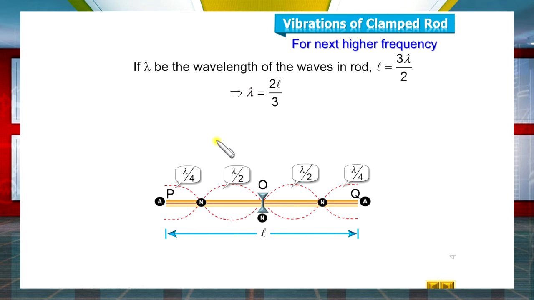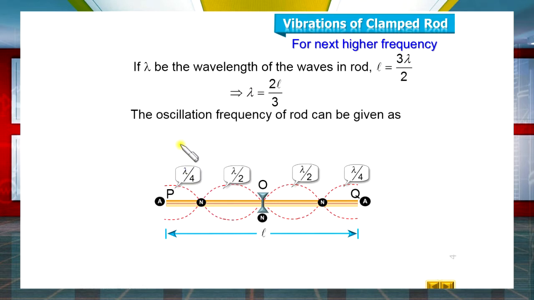Now the oscillation frequency. We will use the same procedure for calculating the oscillation frequency in this case also. Let us assign this frequency as N1. So N1 should be equal to V divided by lambda. V is again the wave velocity. This wave velocity will be constant in the rod for any type of oscillation. So this is again equal to under root Y divided by rho, and this lambda equal to 2L divided by 3. So we can write here this equal to 3 divided by 2L under root Y divided by rho.